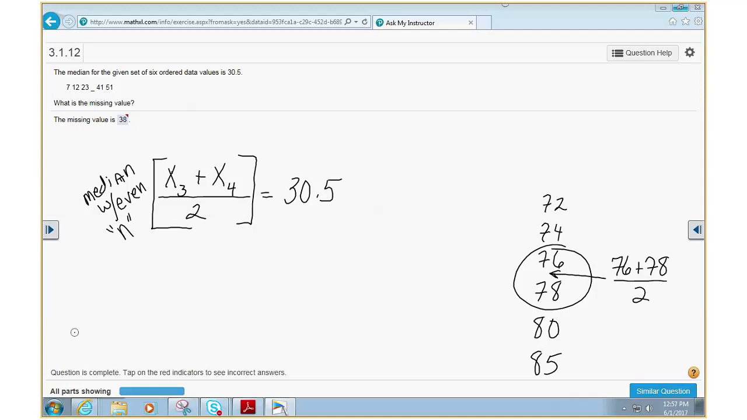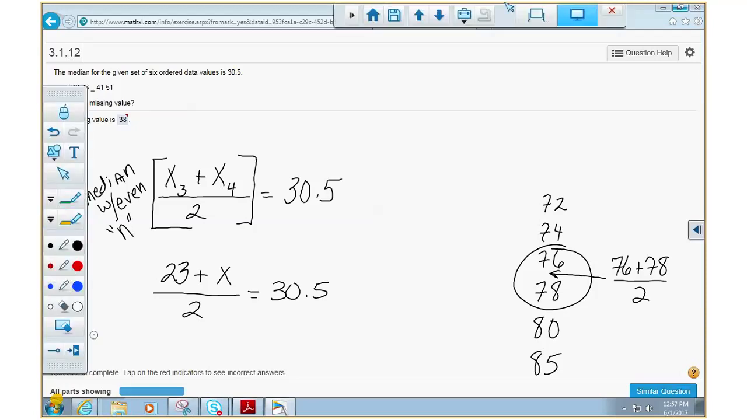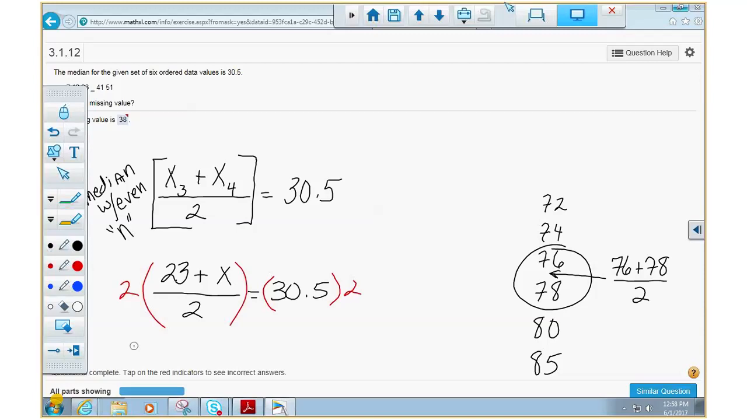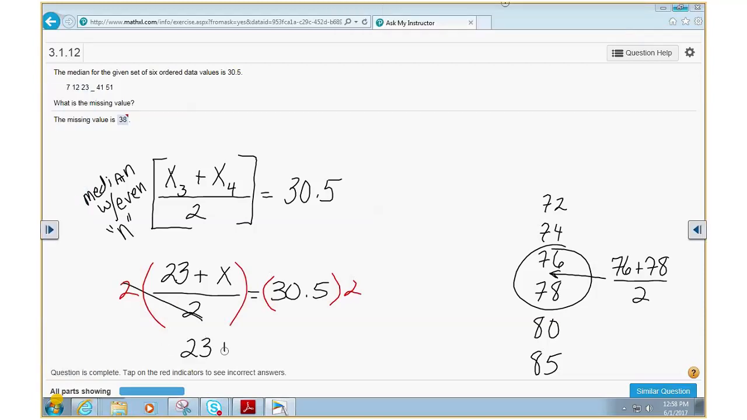All right, what's the third number? What's the fourth number? x over 2 is equal to 30.5. How do you get rid of dividing by 2? You multiply both sides by 2 using your pre-algebra. Multiply by 2, you get 23 plus x is equal to 61. Help me out.